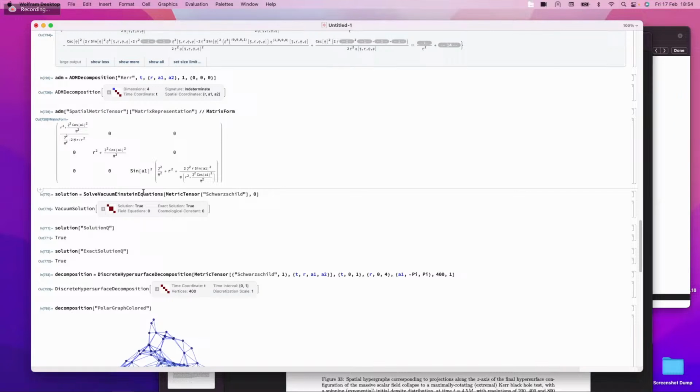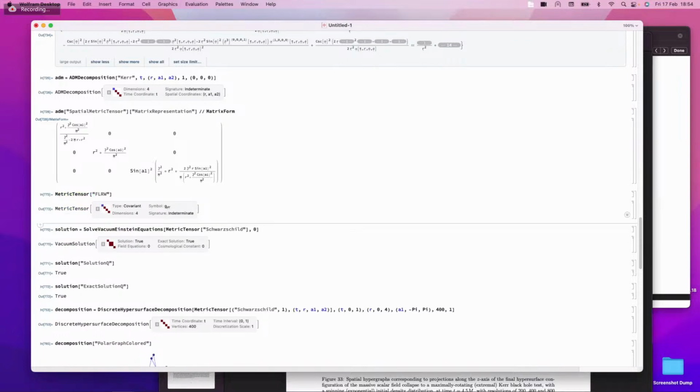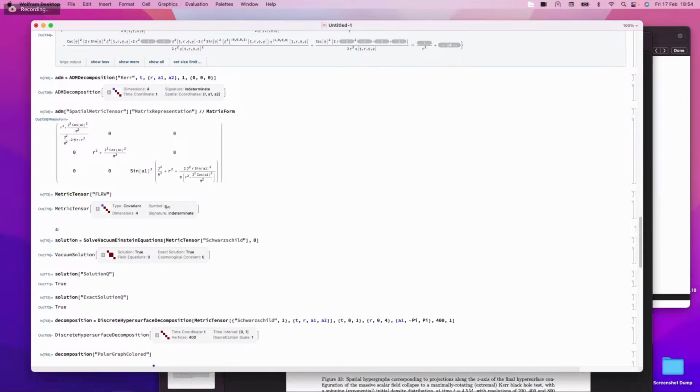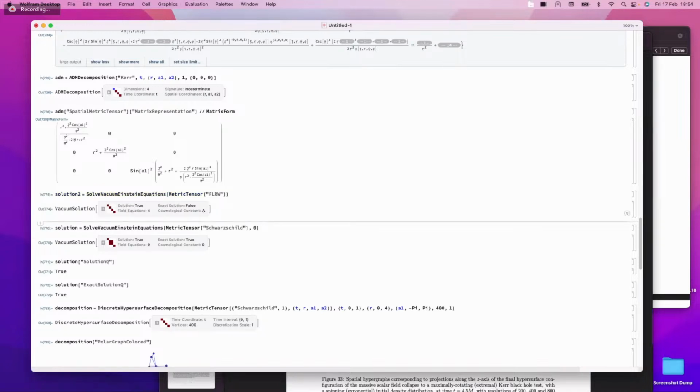Okay, but wait a minute. If it's saying solve, normally solve would be given a set of conditions, right? Generate me a solution. But this doesn't seem to be doing that. So if I say FLRW or something, that's not a vacuum solution. So if I say solution 2 equals solve vacuum Einstein equations. Okay, but I'm going to keep the cosmological constant in just for fun.